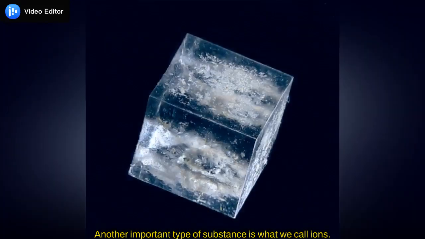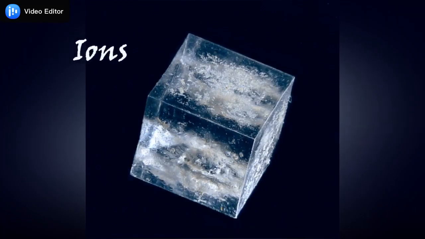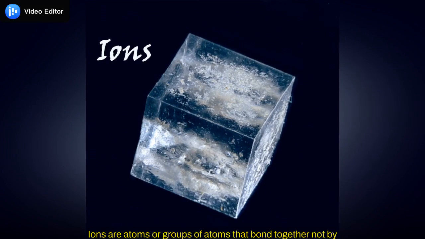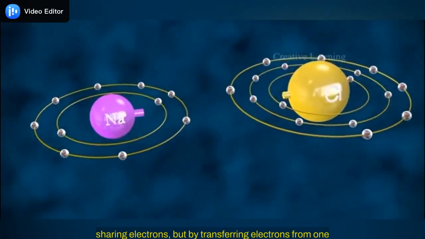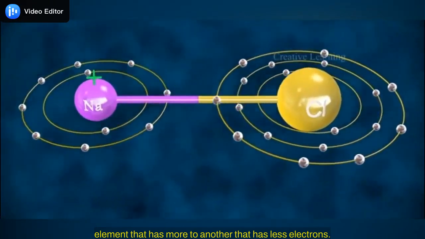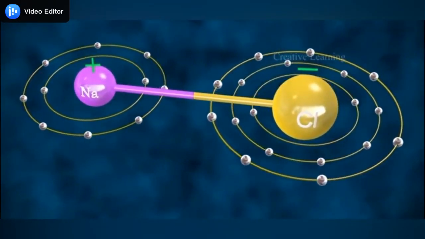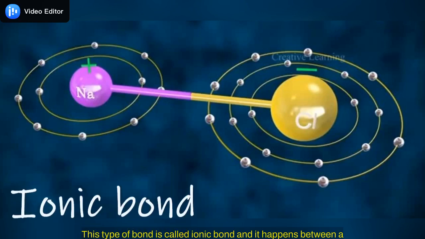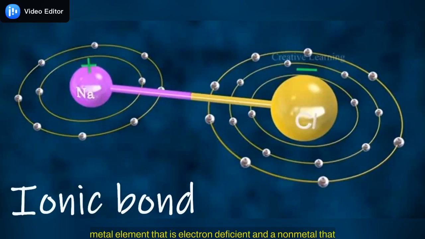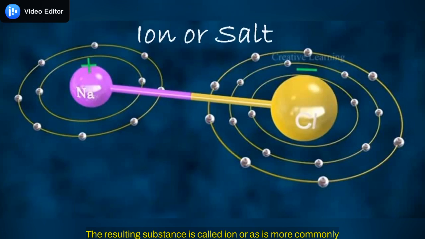Another important type of substance is what we call ions. Ions are atoms or groups of atoms that bond together, not by sharing electrons, but by transferring electrons from one element that has more to another that has fewer electrons. This type of bond is called ionic bond, and it happens between a metal element that is electron deficient and a non-metal that has spare electrons on the outer orbit. The resulting substance is called an ion compound, or, as is more commonly referred to, salt.